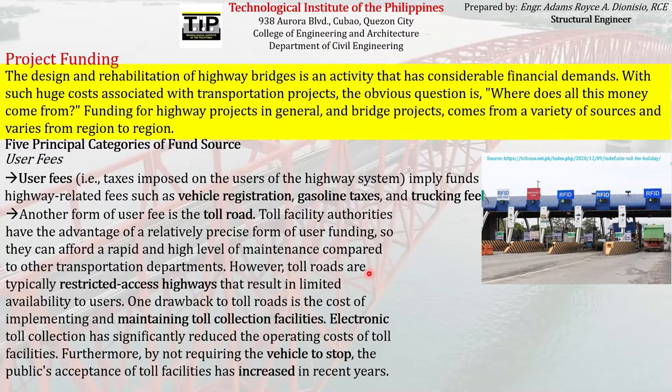So the source of fund of a particular highway system will be more dependent on the fees generated by the users. Although these toll roads are typically restricted access highways, therefore there is not too much of a number of users that can access these highways. Therefore, there is limited availability to users that can result in low user fee collection. So that's actually one of the disadvantages of having toll roads on restricted access highways.